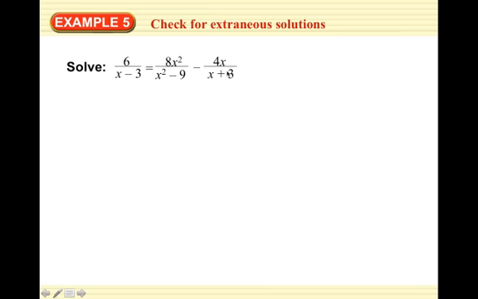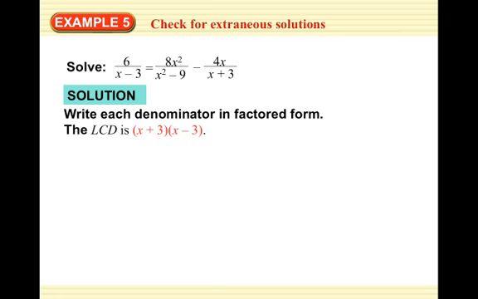We can't just cross multiply because we have a whole extra term on this side. So we're going to have to do the whole common denominator thing. What we're going to do is write each denominator in factored form. So we need to think of x squared minus 9 as x plus 3 times x minus 3, and that makes it apparent that the least common denominator is going to be x plus 3 times x minus 3.